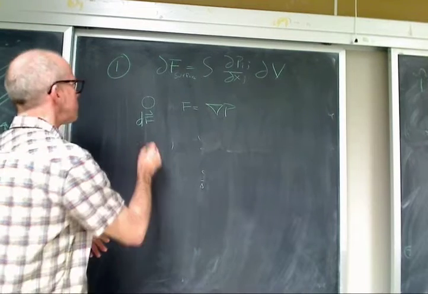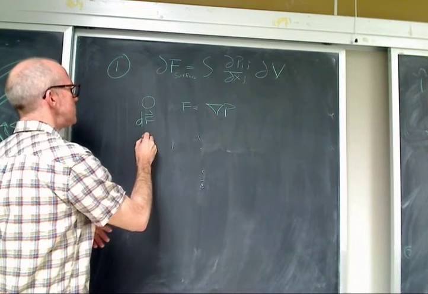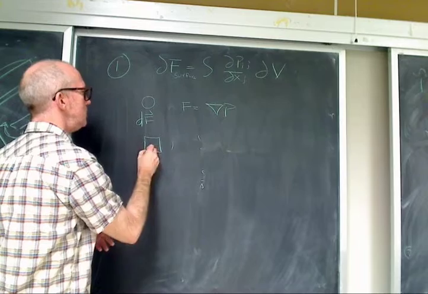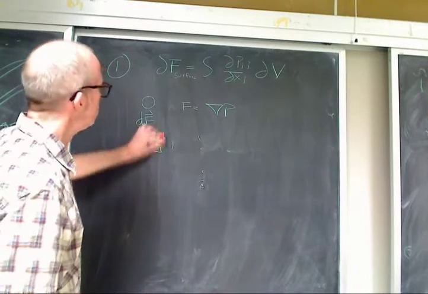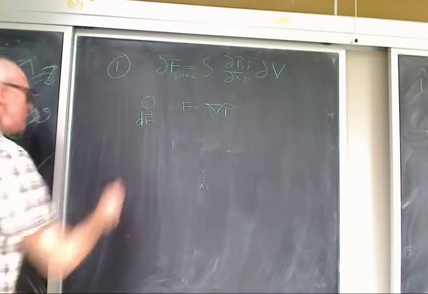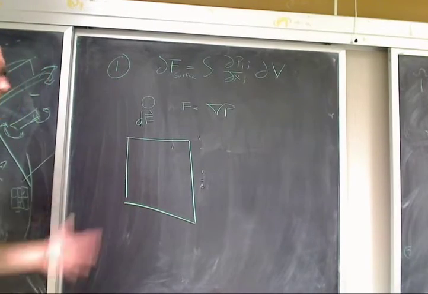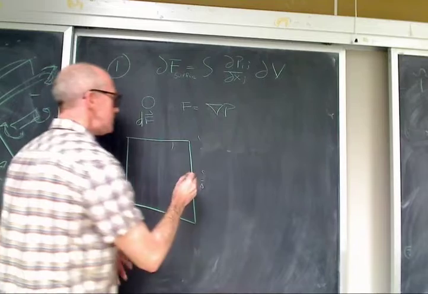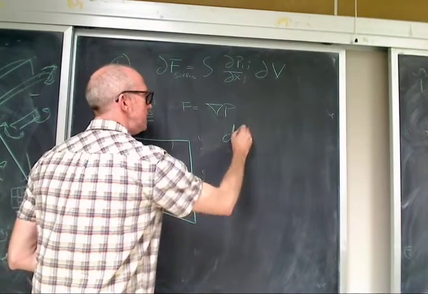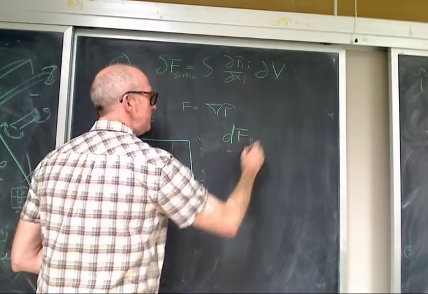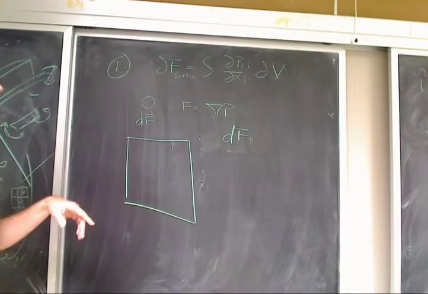So let's make our little element a square. Let's make our little element big so you can see it. Okay, this is infinitesimal, large for now. Let's think about what dF_i is. What do I mean by dF_i?